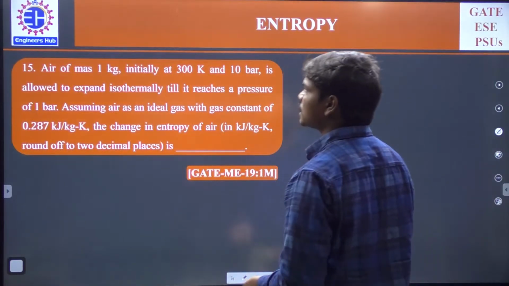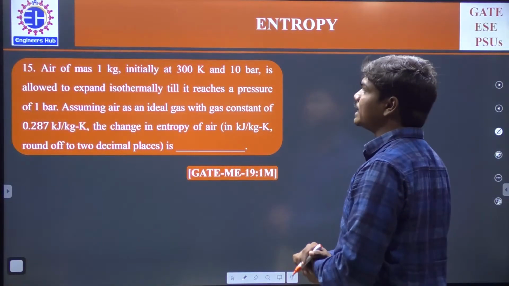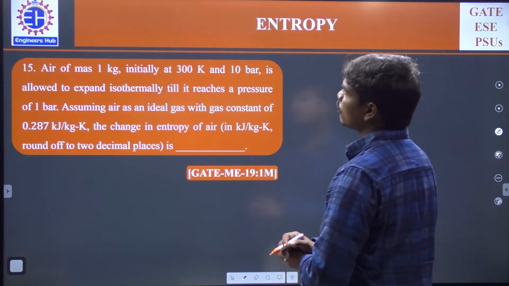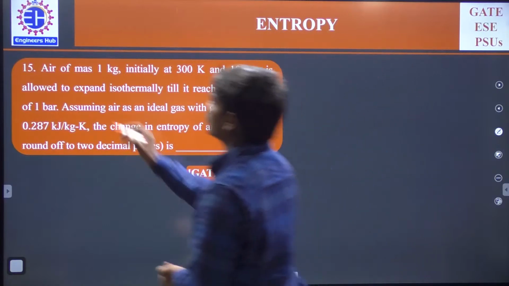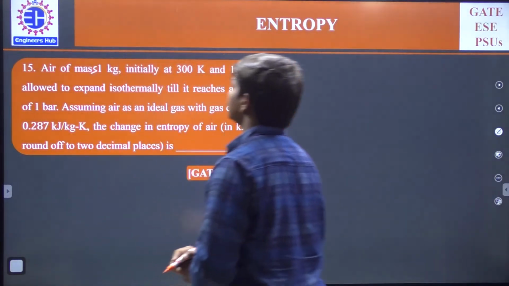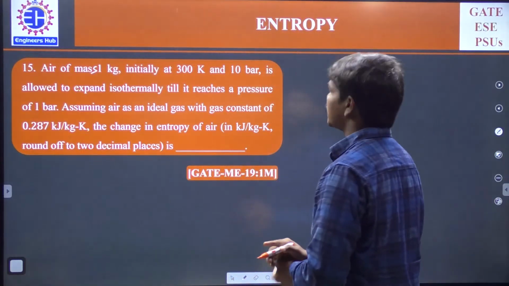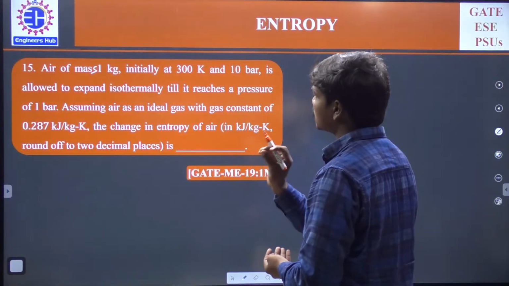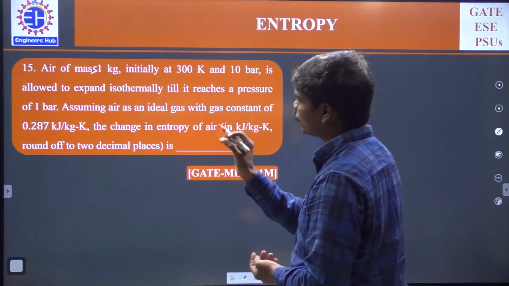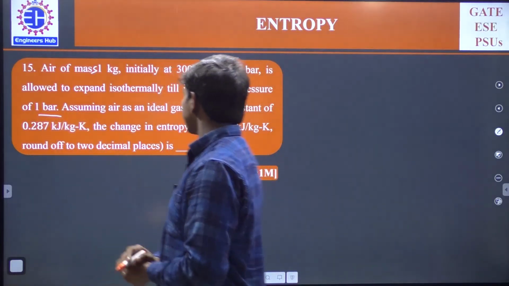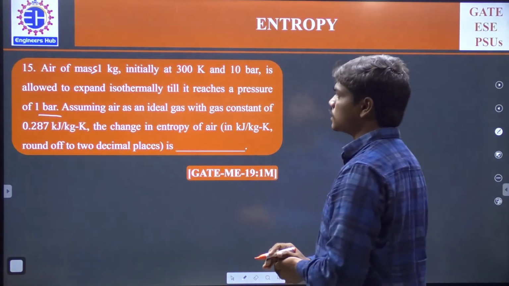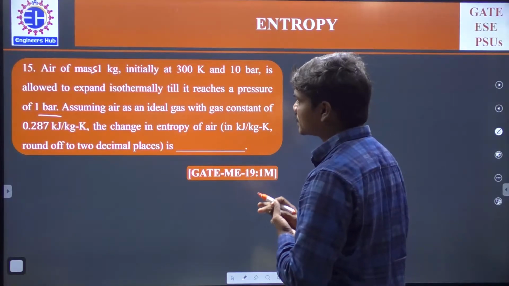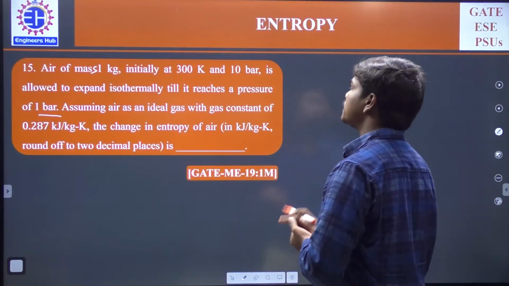I think 1 or 2 questions are left with us because it's already GATE 2019 here. So please see, air of mass 1 kg, initially at 300 Kelvin and 10 bar, is allowed to expand isothermally till it reaches a pressure of 1 bar. Okay. Assuming an ideal gas behavior with gas constant of 0.287 kilojoule per kg Kelvin, the change in entropy of air.